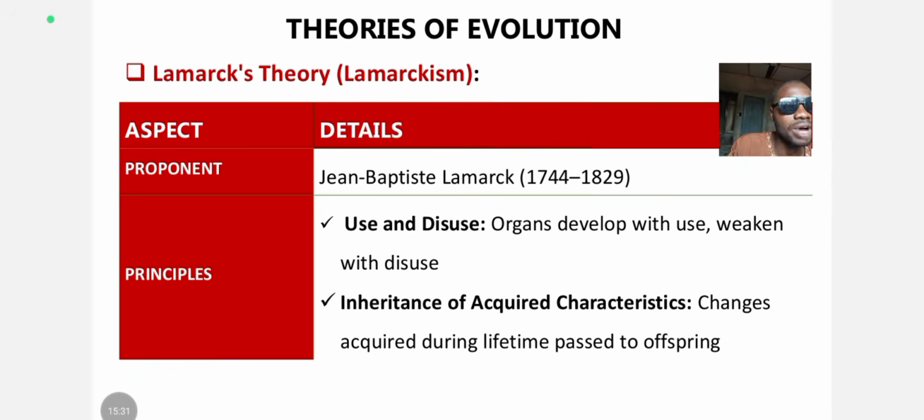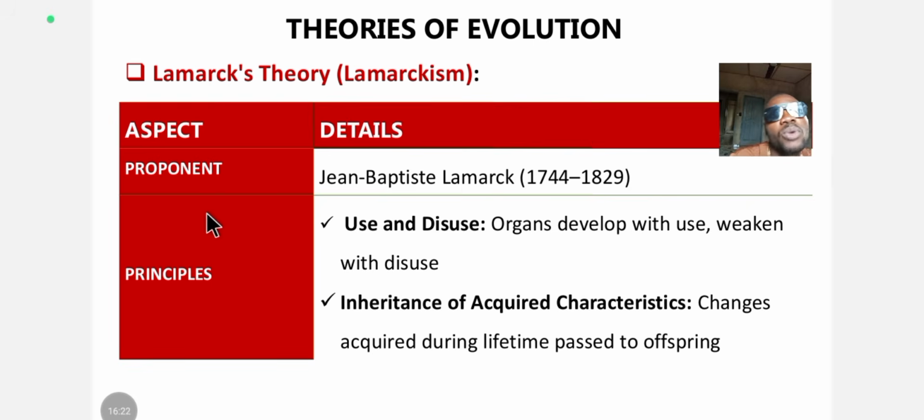Transformation over time. There must be a trace from how you used to be to how you are now. That is evolution. We have two theories of evolution: Lamarck's theory and Darwin's theory. First of all, let's take Lamarck's theory. In the table on the screen, on the left side we have the aspects of this theory, and on the right side we have the details, what it entails.